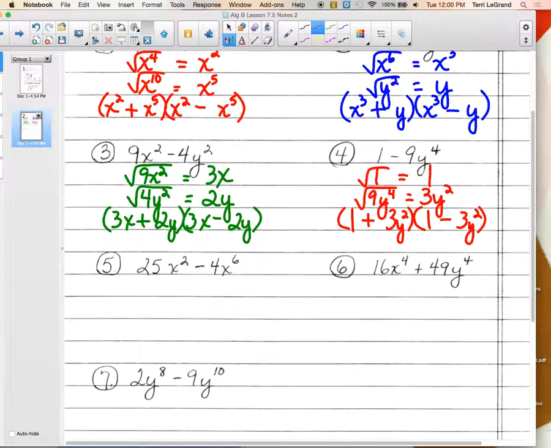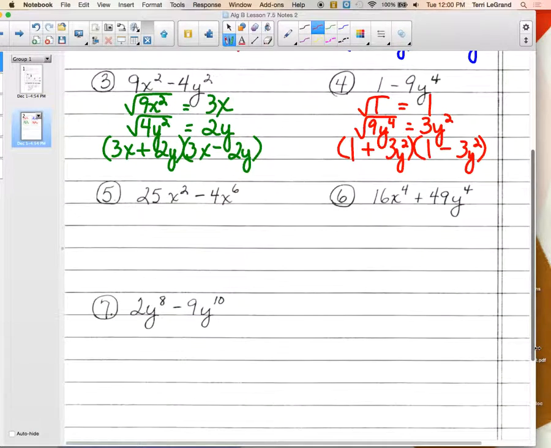Does the order matter there? Do they have to start with that 1? Yes, they do. They have to start with the 1 and end with the 3y squared because of the order they were in the binomial to start with. Okay? Questions on that one at all?